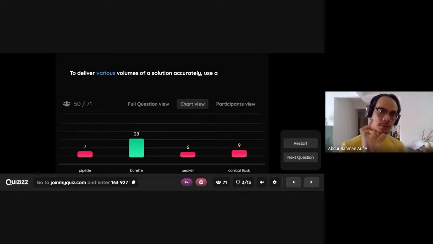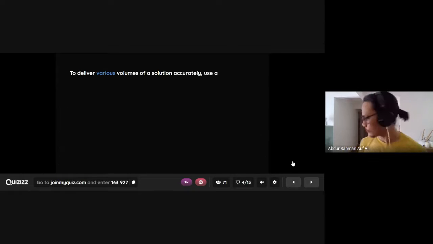The specific as to a solution, because in titration we use the same solution, but we use it multiple times because we are titrating duplicates. Okay, duplicate meaning kita titrate the same solution but 3 or 4 times. So that's why they highlight the word various kat situ.